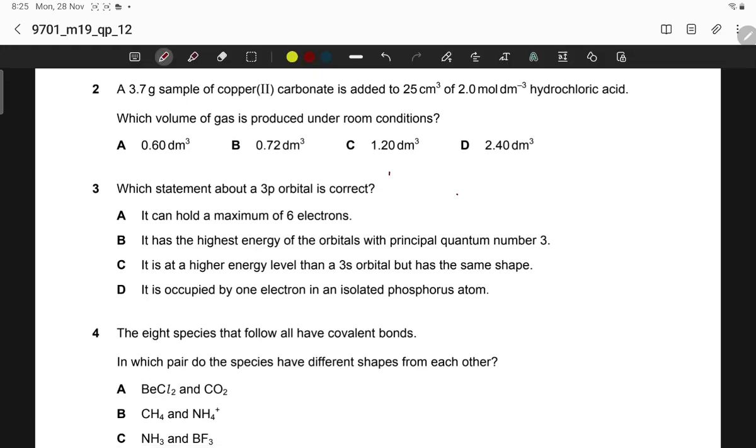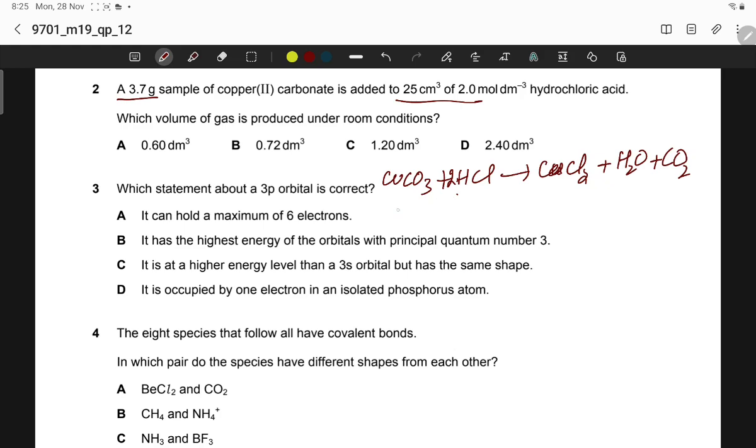Copper 2 carbonate reacts with HCl to form copper 2 chloride plus water plus carbon dioxide. And 3.7 gram sample of copper 2 carbonate is added to it.